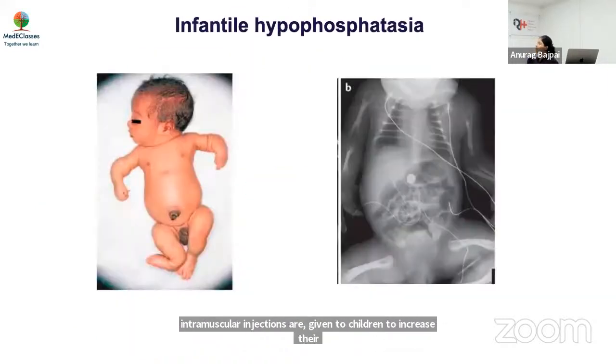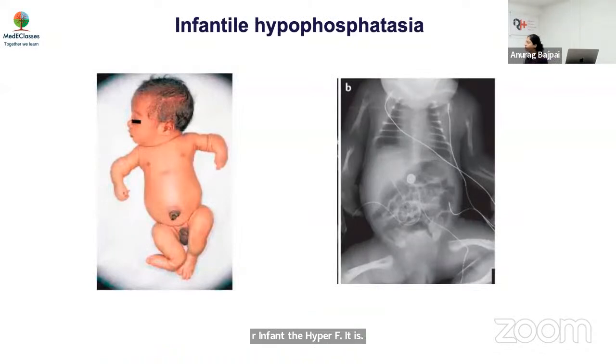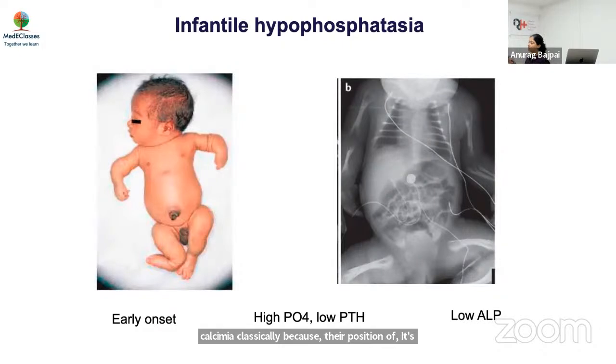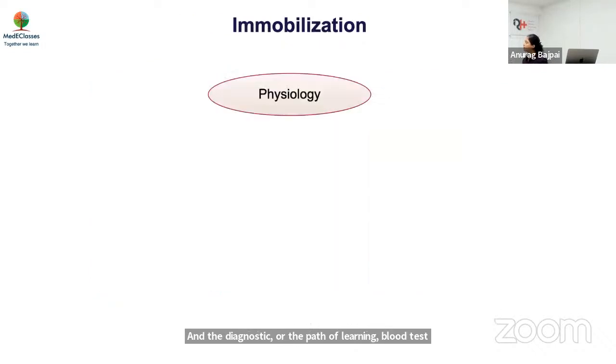Infantile hypophosphatasia is a condition of decreased bone formation. So these children will present with early onset hypercalcemia, classically because deposition of calcium and phosphorus in bone is less. So these children will have higher phosphorus levels with suppressed PTH levels. And the diagnostic, or the pathognomonic, blood test will be low or very low ALP levels in this setting.